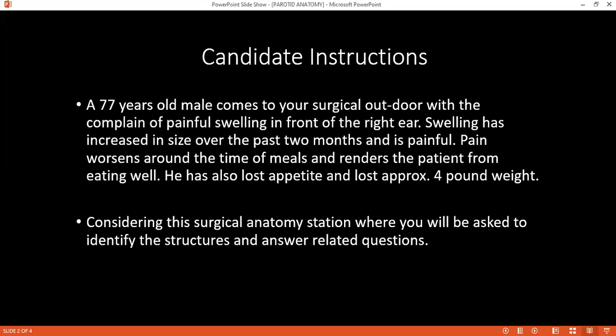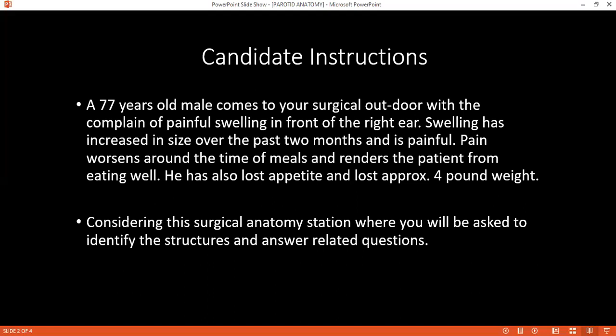Right. So if you have read and understood the surgical anatomy station, kindly tell me if you can identify the structure which has been described in the stem. Ma'am, as per the description, as the swelling is in front of the ear, I think it is a parotid swelling. Okay. How would you confirm it?